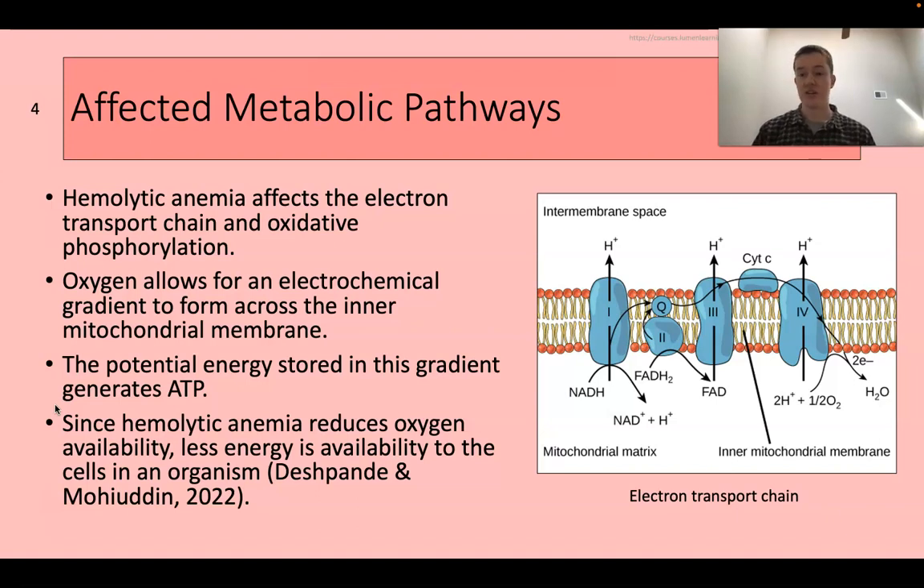And without oxygen, the electron carriers can't offload their high energy electrons, or move protons up the concentration gradient. And as a result, no ATP can be generated by oxidative phosphorylation. So since hemolytic anemia reduces the amount of oxygen available for use in the electron transport chain, this condition results in low energy availability to the cell and to the organism as a whole.